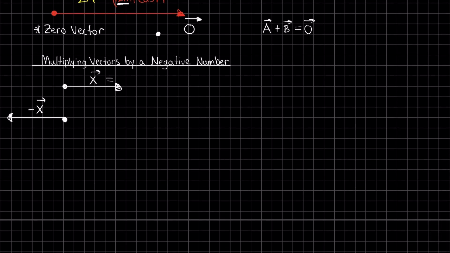So x was 5 meters to the east. Negative x will be the same 5 meters, but to the west. We have altered the direction of these vectors. So what if we want to subtract vectors? For example, if one person walks 7 meters north and another walks 5 meters south from the same point, how do we find the difference?